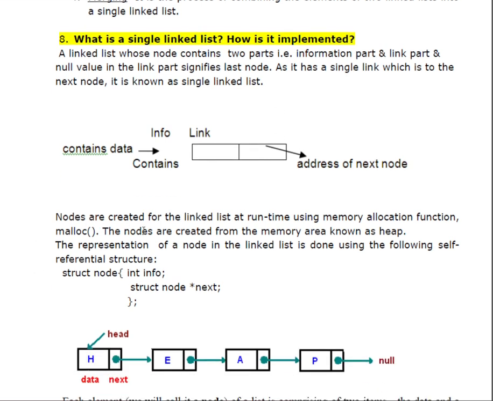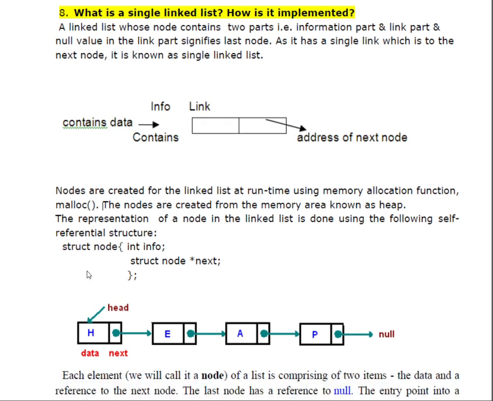Nodes are created for a linked list at runtime. Nodes are created at runtime using the memory allocation function malloc. This is the main memory allocation function by which we can create a linked list at runtime. This is the self-referential structure using struct node, and this is the syntax for creating a linked list.